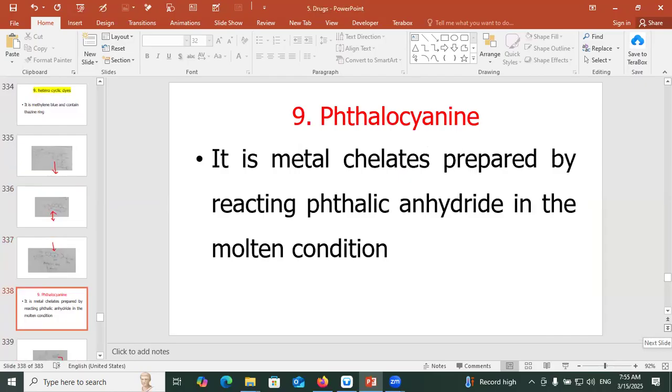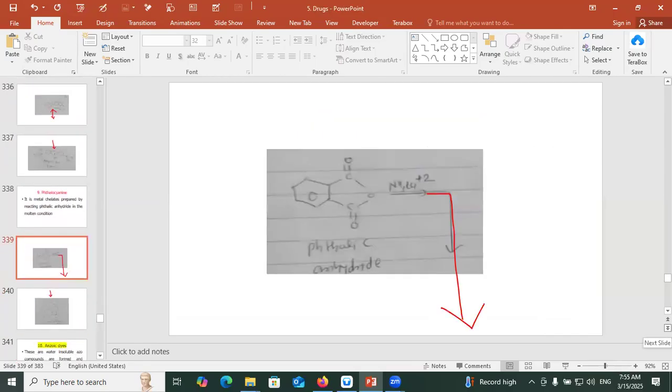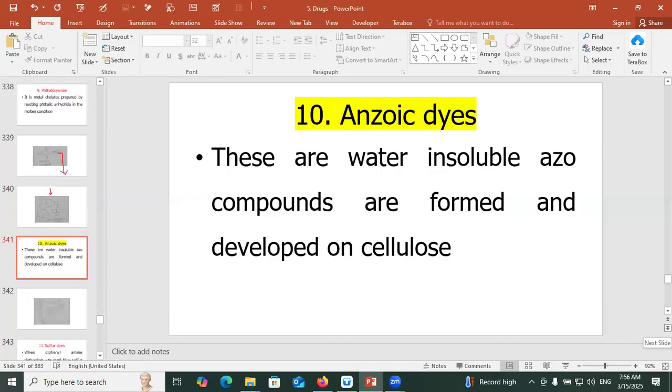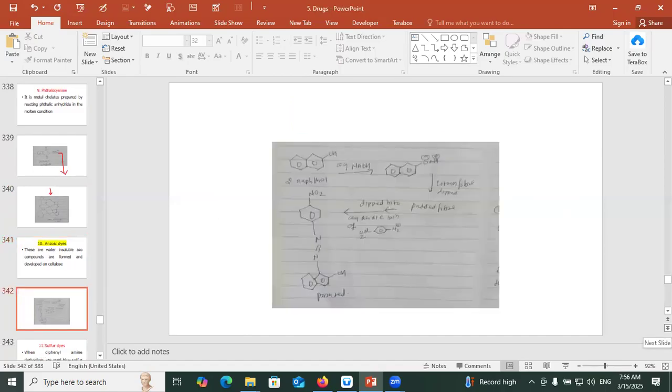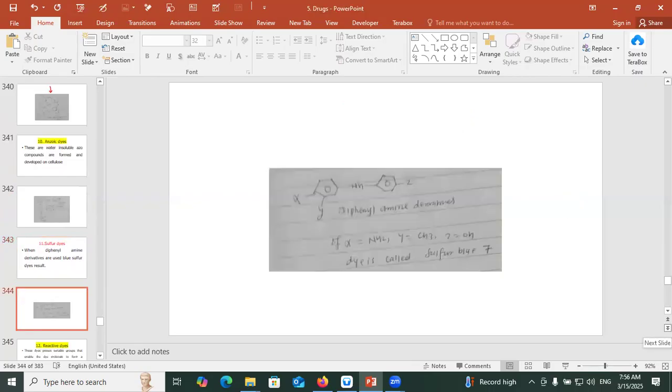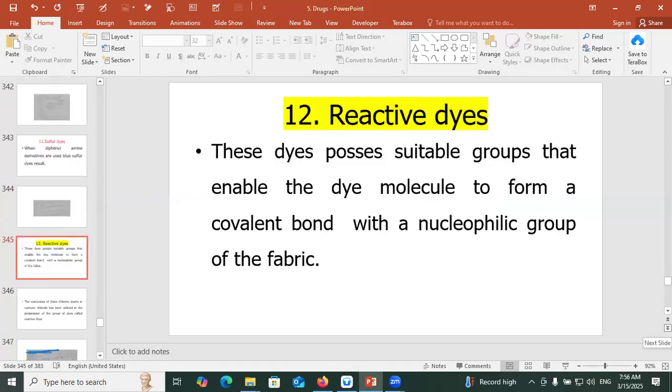Phthalocyanine is a metal chelate prepared by reacting phthalic anhydride in the molten condition, example copper phthalocyanine, blue. Azoic dyes: these water-insoluble azo compounds are formed and developed on cellulose. Sulfur dyes: when diphenylamine derivatives are used, blue sulfur dyes result.